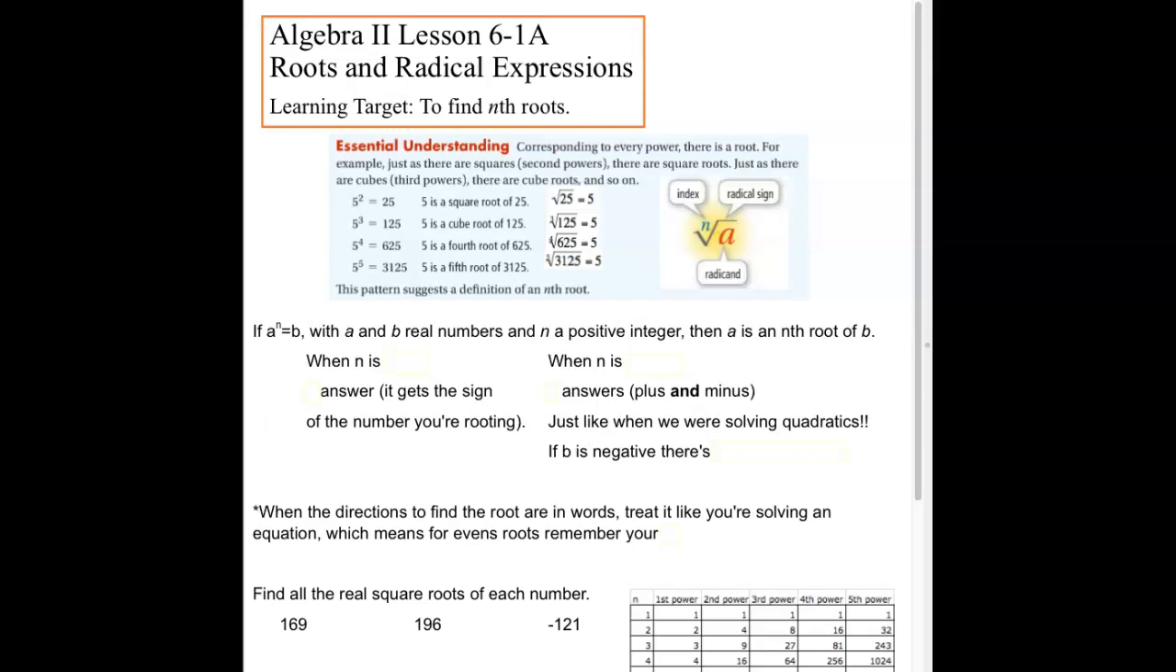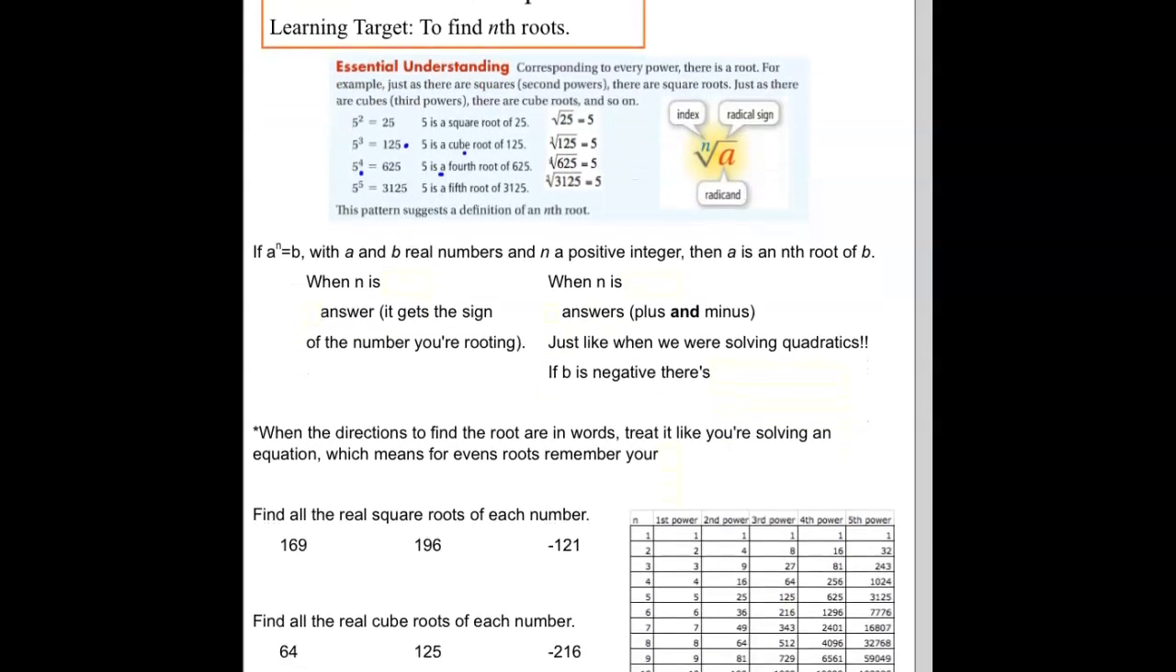So corresponding to every power there is a root. For example, just as there are squares or second powers, we have square roots. Just as there are cubes or third powers, we have cube roots, and so on. 5 to the second, or 5 squared, is 25. That means that if we square root both sides, the square root of 25 is 5. If 5 cubed is 125, then 5 is considered the cube root of 125. If 5 to the fourth is 625, then 5 is your fourth root of 625, etc. So that defines our nth root for us.